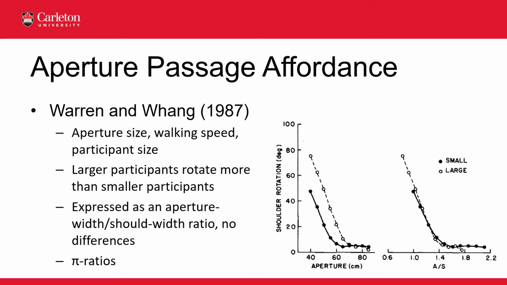What they are trying to establish, given their theoretical commitment, is the existence of a pi ratio, a ratio between some property of the environment and some property of the agent, a ratio at which there is some qualitative behavioral change, in this case a shoulder rotation. Their claim in this work is that the aperture width to shoulder width ratio modulates rotation.